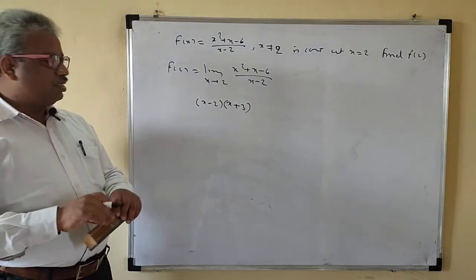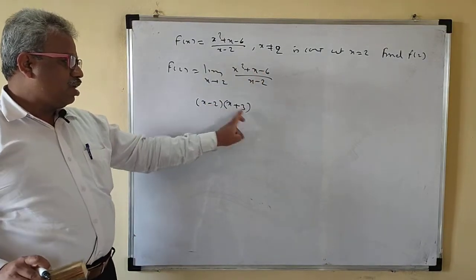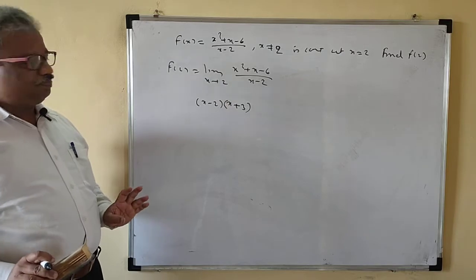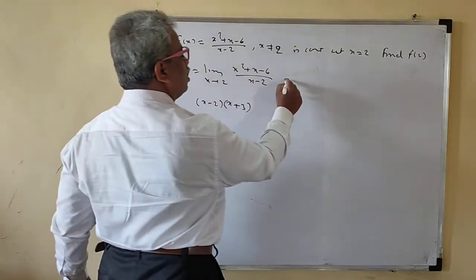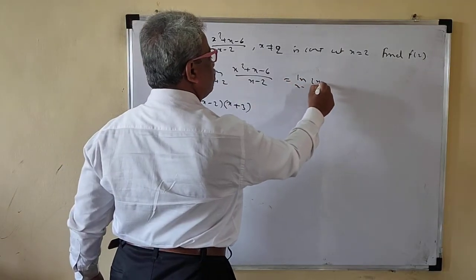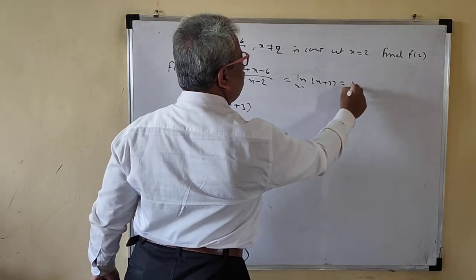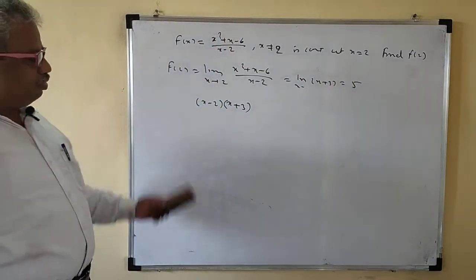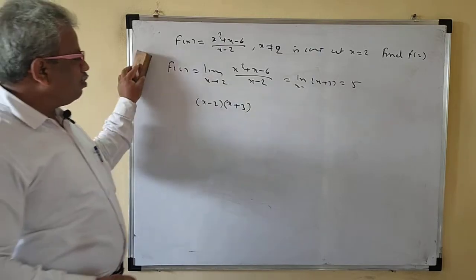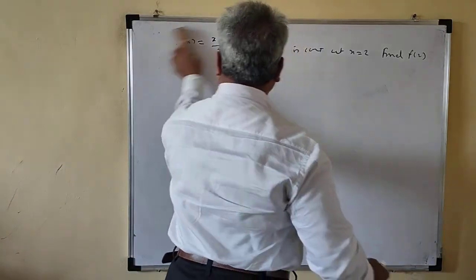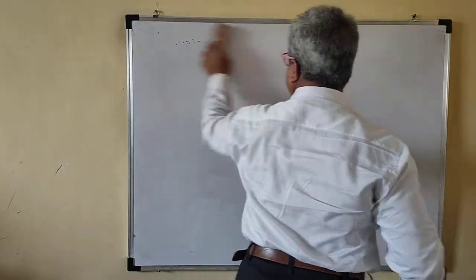The other factor will be x plus 3, because this is minus 6 and I only have to adjust this. So now the limit as x tends to 2 of x plus 3 is 5. So f of 2 should be 5. Choose your option. f of 2 will be 5.